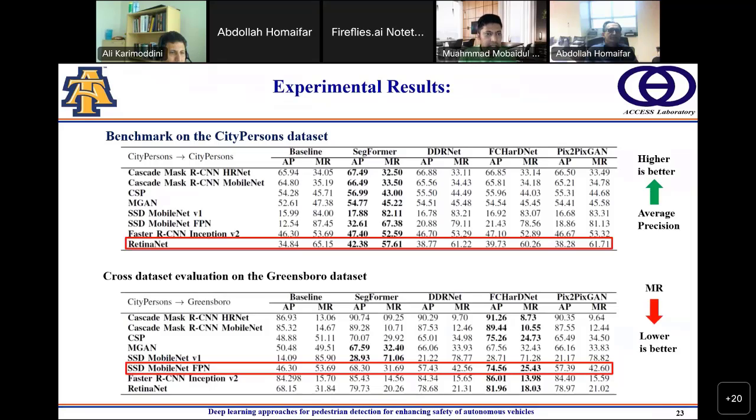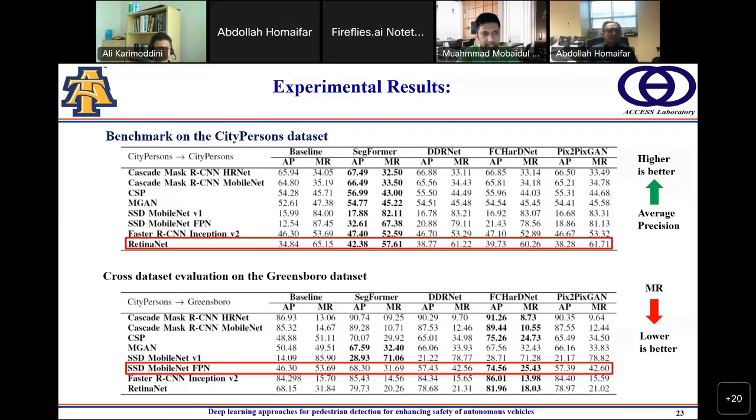Okay. In this slide, we have two tables. The top one is on the CityPersons data set, and I'm going to explain the top table first. Provide the big picture, because as soon as you go through the details, you are missing the big picture. First, provide the big picture. Don't go through the details of the results. First, tell what this slide is about.